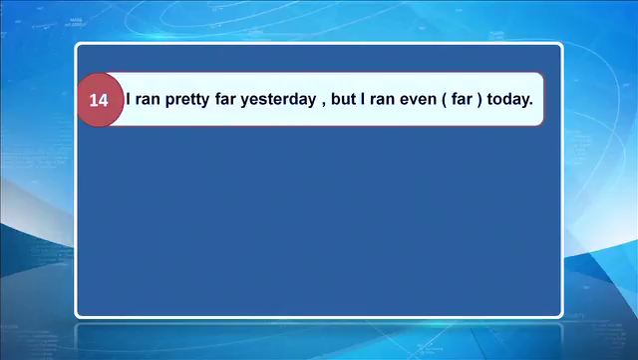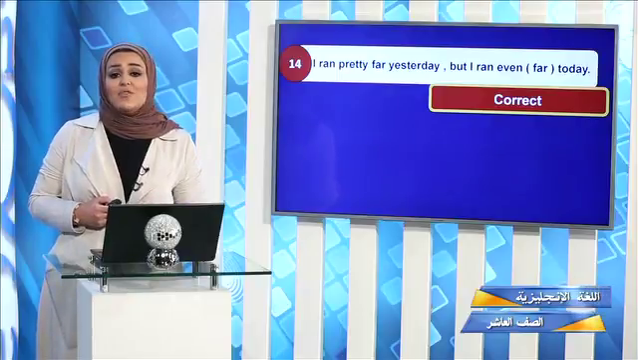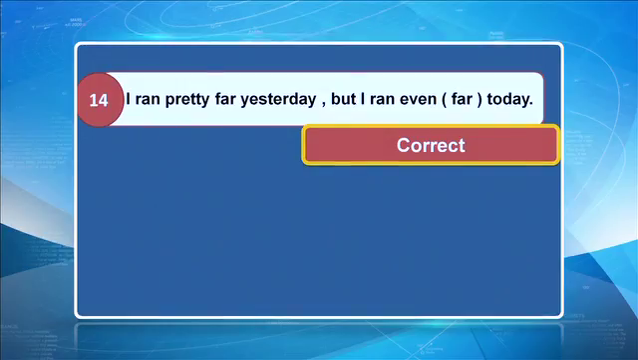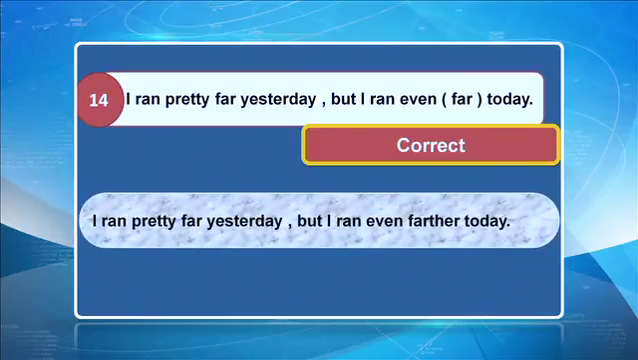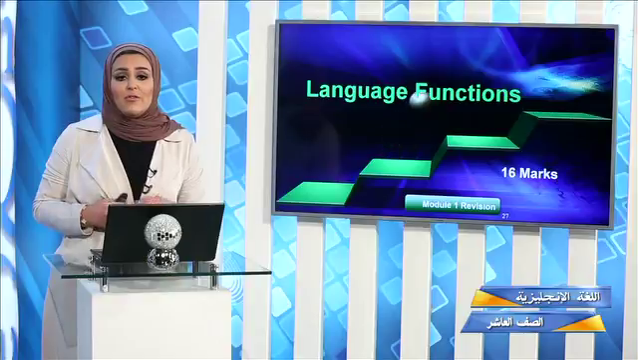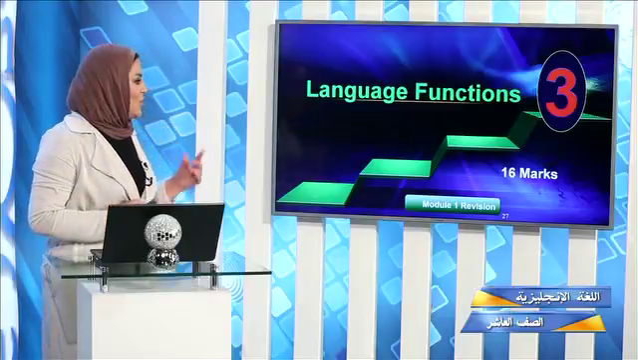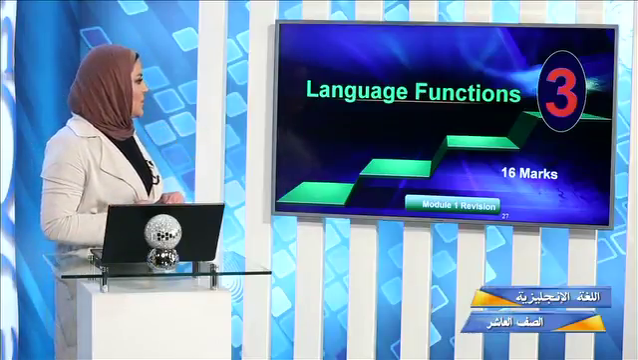For the second question: I ran pretty far yesterday, but I ran even far today. You have a mistake here, which is far. You'll have to correct it. So simply you will write farther. Excellent. So it's going to be I ran pretty far yesterday, but I ran even farther today. So you're just going to correct the mistake. Good. So you do all of the previous correctly and you will have full mark in the vocabulary and also in the grammar, hopefully.